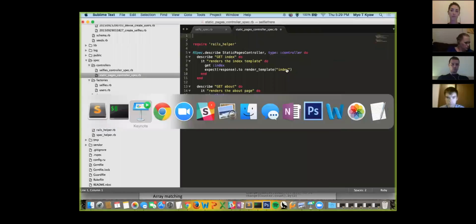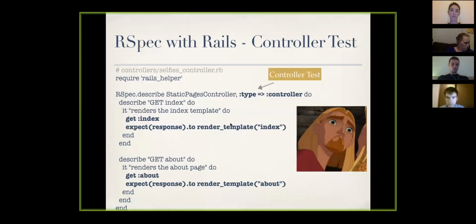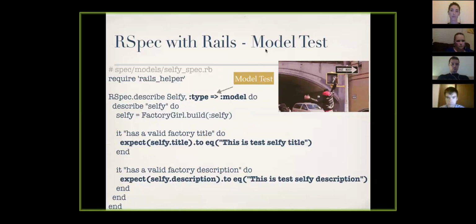And then we'll move on with our model test. It's almost the same. It's RSpec.describe the model name, and the type is going to be model this time. I tried to build this app with a model called selfie, and Rails pretty much automatically created the model as selfie with a Y when I tried to create selfies. So this is how it ended up being.